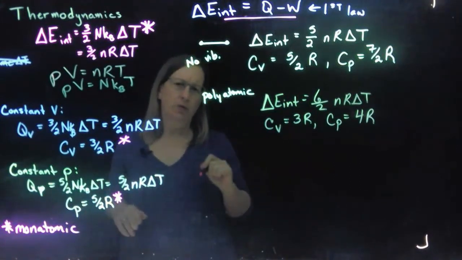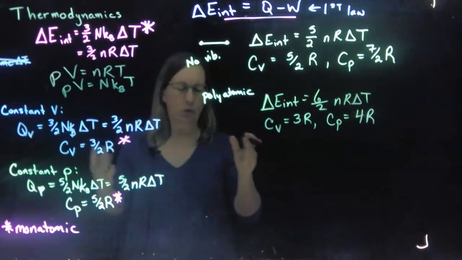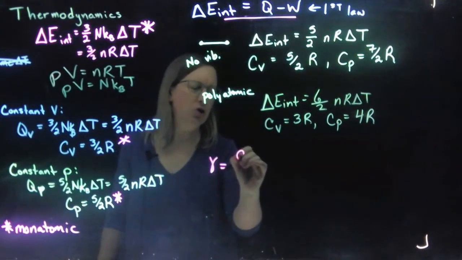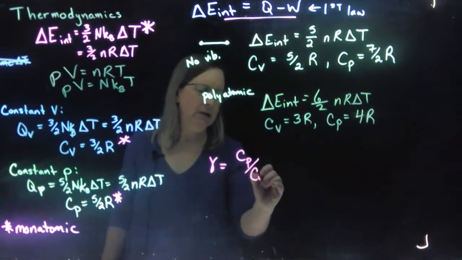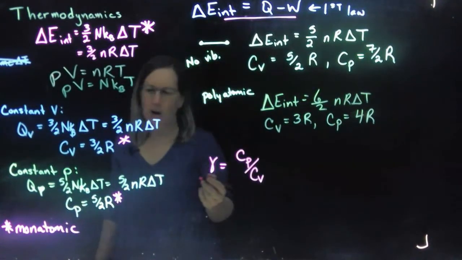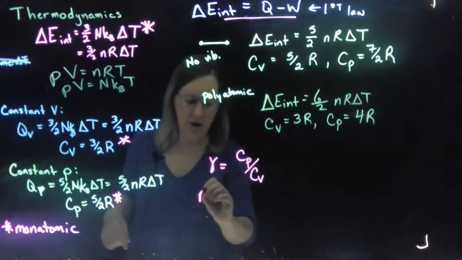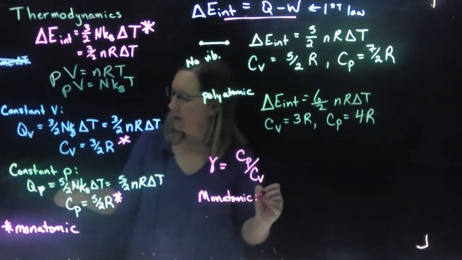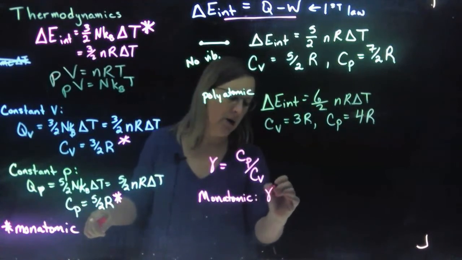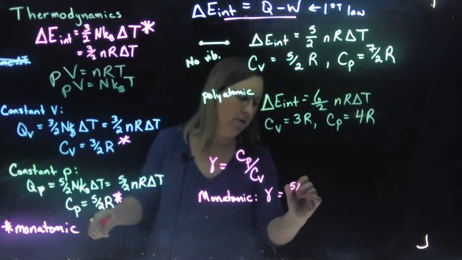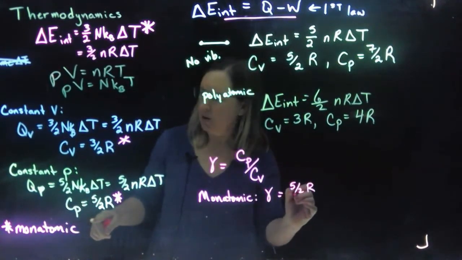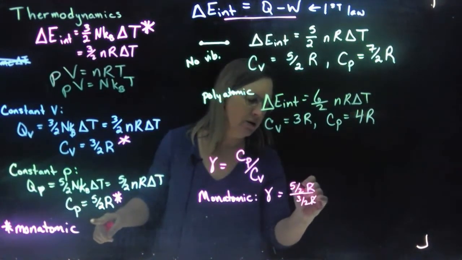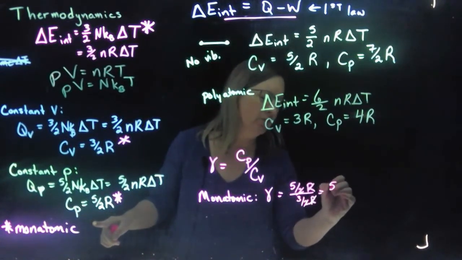Finally, it's useful for us to identify a constant that we're going to use a little bit later, and this is gamma. That is the ratio of CP to CV. So for the monatomic case, this is pretty straightforward: gamma is equal to 5/2 R over 3/2 R. The R's and the 2's cancel, and this just becomes 5/3.